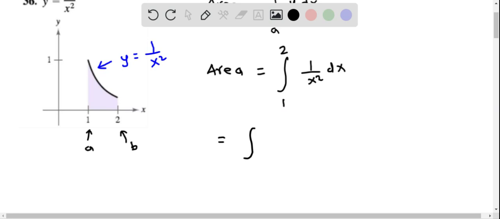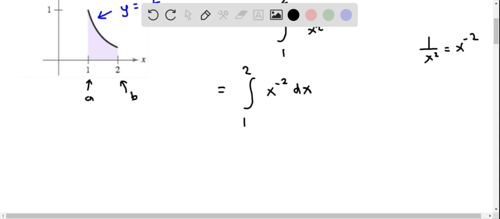So I put the limits 1 to 2, and I can rewrite 1 by x squared as x raised to the power of minus 2, so that I can use the formula. Once again, using the power rule of integration, if we integrate x raised to the power of negative 2, we write this as x raised to the power of negative 2 plus 1 divided by the same number, negative 2 plus 1, evaluated from the limits 1 to 2.